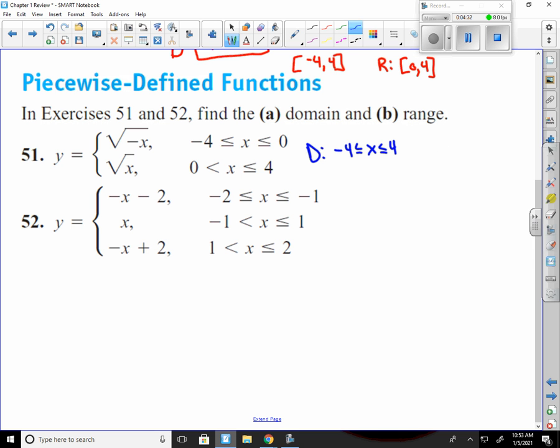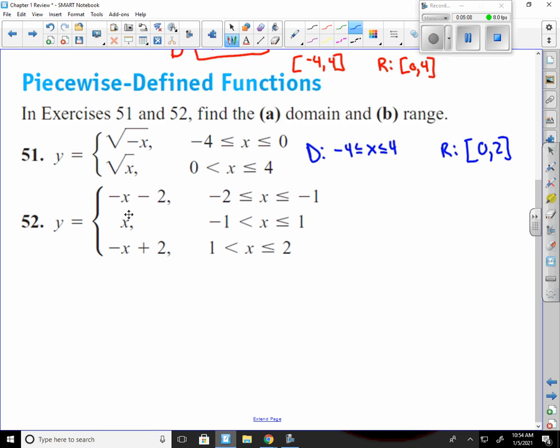Now let's figure out what our range would be. If I put a negative 4 in here, that'll give me the square root of 4, which is 2. If I put a positive 4 in here, square root of 4 is 2. So my highest number appears to be 2. If I look at putting 0 in, square root of 0 is 0. So now I'm looking at a range that is between 0 and 2. It won't ever go higher than 2. Won't ever go lower than 0.